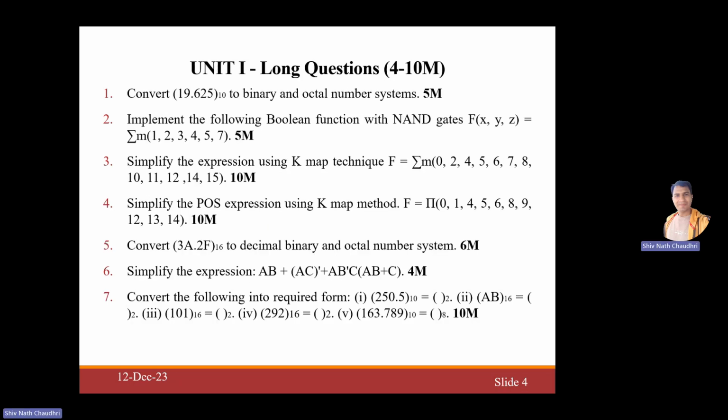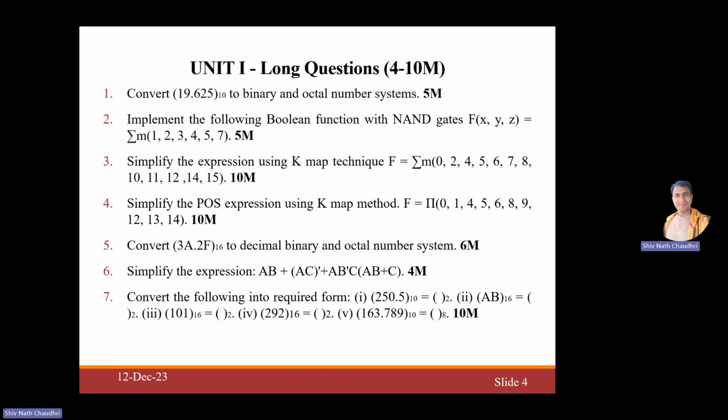Now in this slide, I have framed questions which have been asked for the higher marks, means 4 to 10. So the first question is related to number conversion, means decimal to binary, and this question was asked for 5 marks, decimal to binary and octal number system. So this is a very easy question regarding number system.